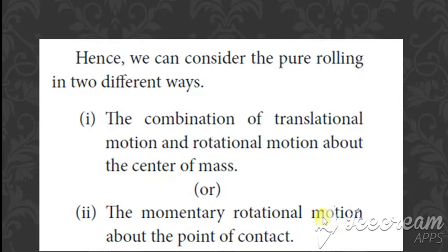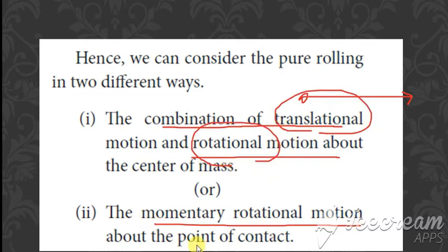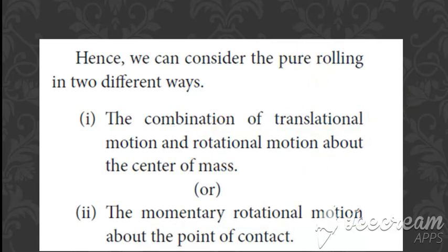Then we can consider the rolling in two different ways. So what are the two different ways? The first one is the combination of translational and rotational motion about the center of mass. So from the center of mass we are going to consider the translational as well as the rotational motion. The next one is momentary rotational motion about the point of contact. So from the point of contact only the rotational motion. So these are the two types of rolling motion we are going to see.